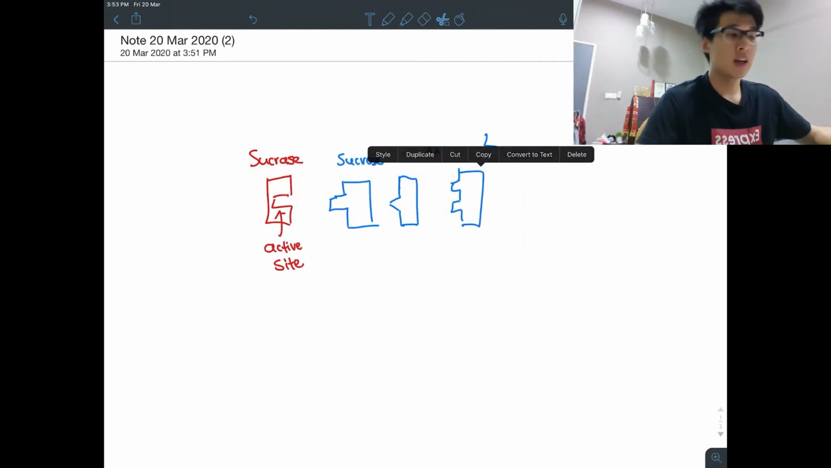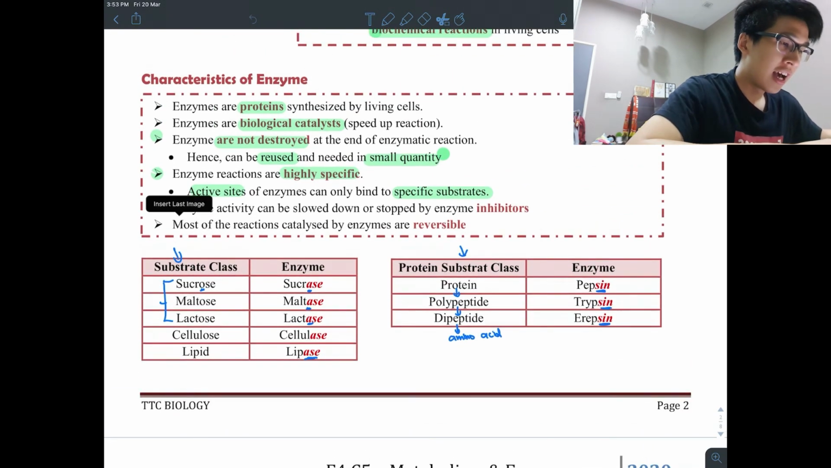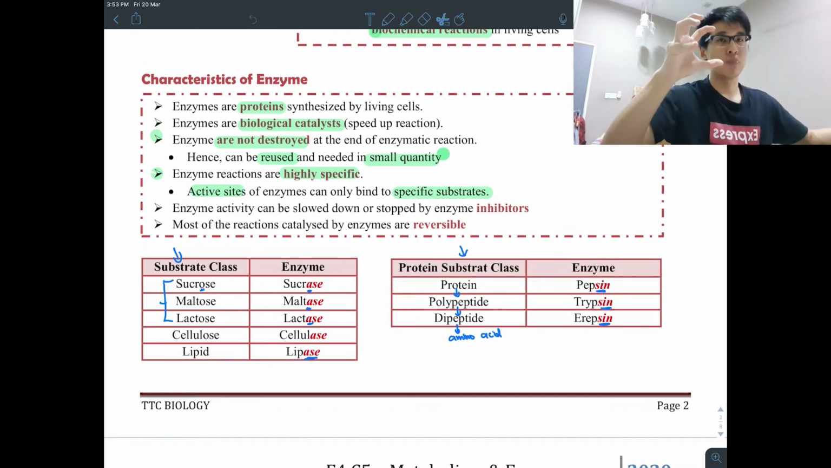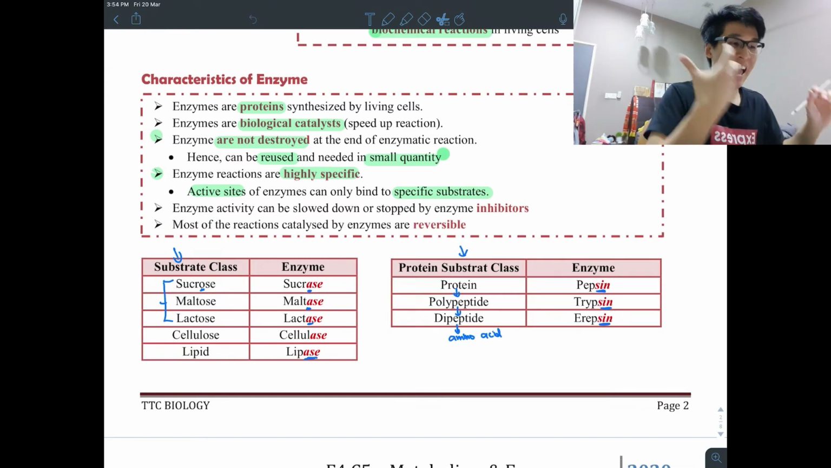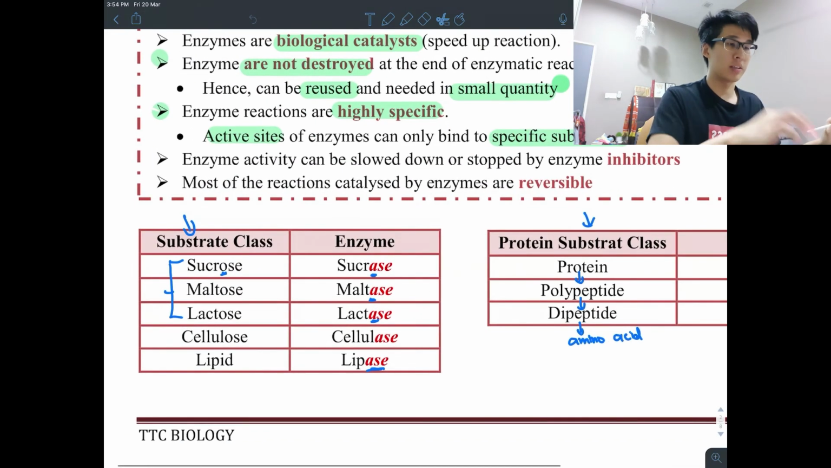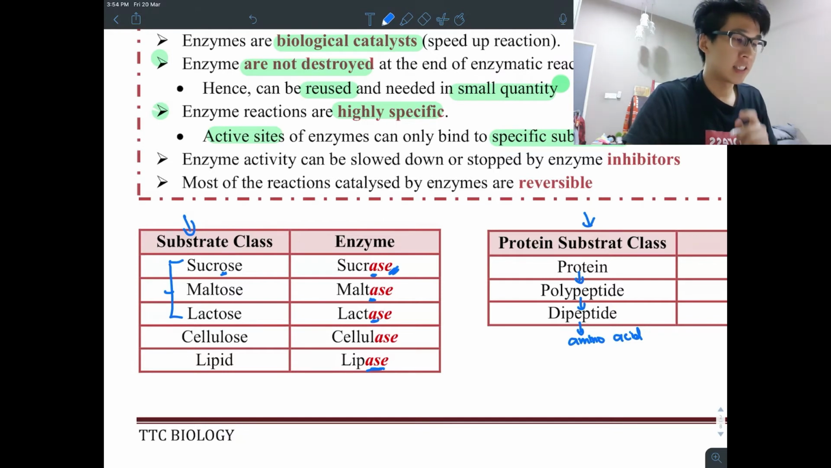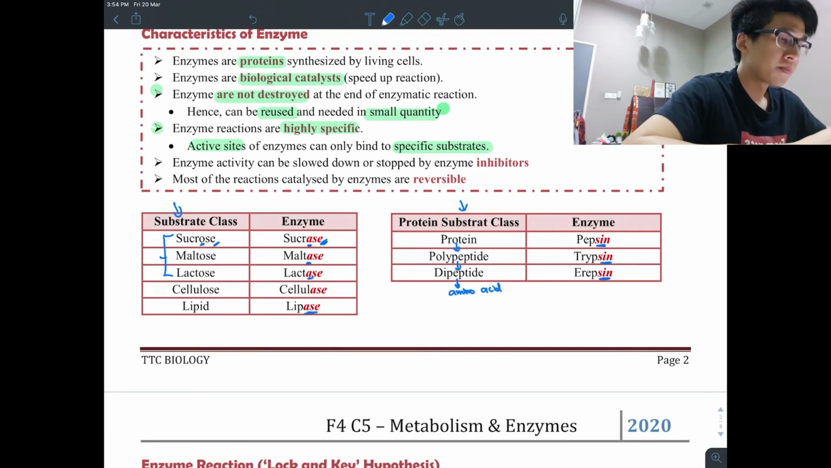Understand? So highly specific means that one enzyme can only specifically break down 1 type of substrate, because the active site of the enzyme can only bind to a specific substrate. For example, sucrase is specific for sucrose. You can only bind to sucrose with your active site. Alright?